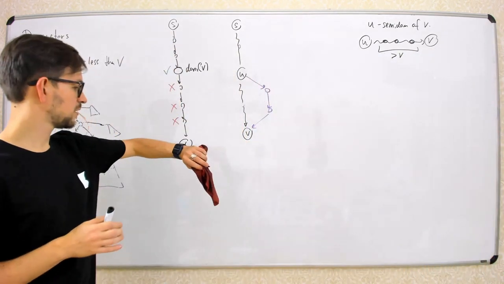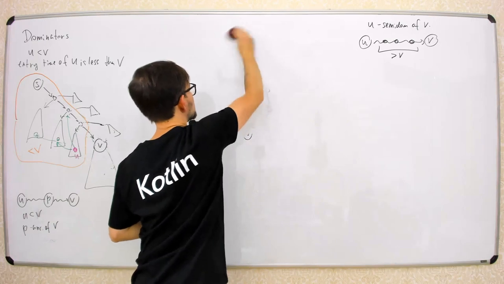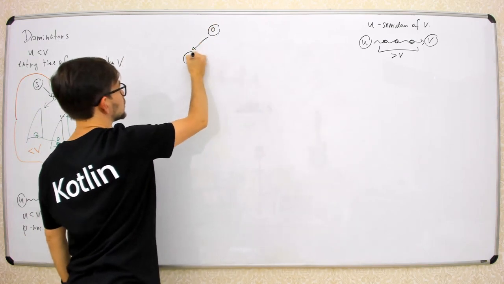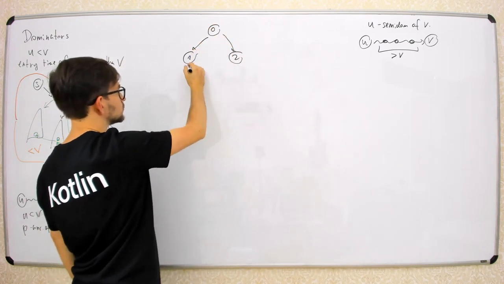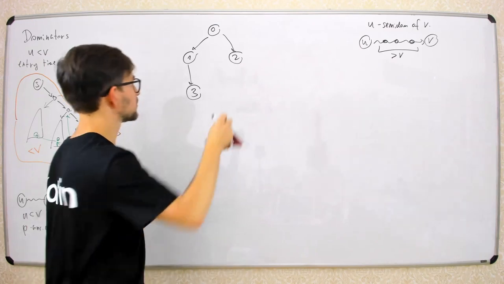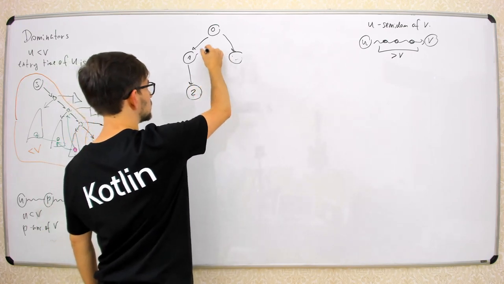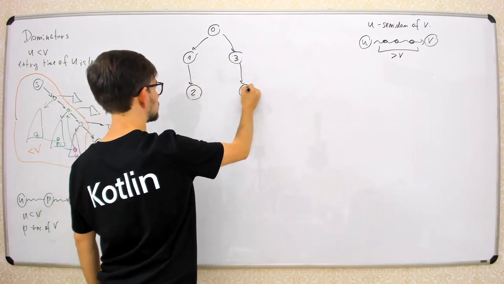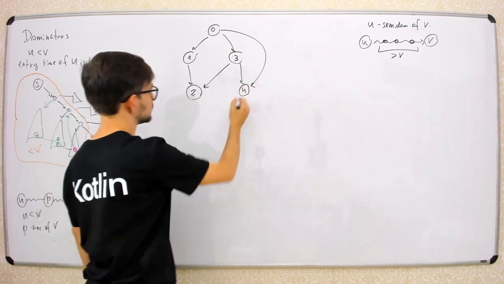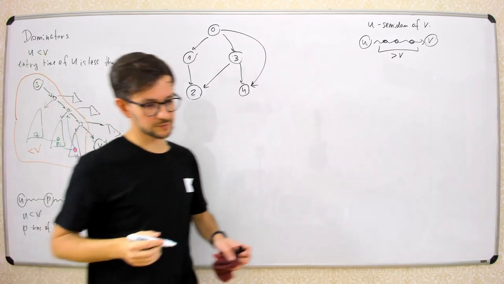Let's draw some graph again. Let's have some more examples. Let's do it very slowly. For example, again, here we have 0, 1, 2, 3, 4.